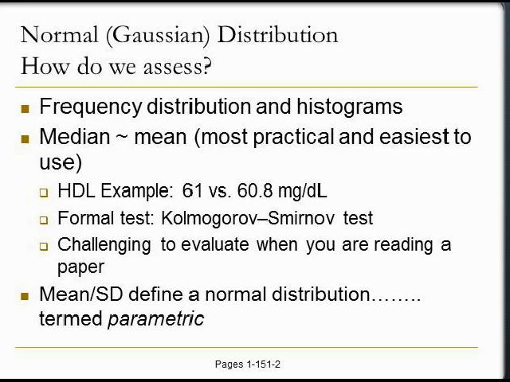Remember, based on the empirical rule again, that the mean and the standard deviation define a normal distribution. Okay? So the mean and the standard deviation are parameters, just like in a pharmacokinetic study. Clearance and volume are parameters that describe the pharmacokinetics of that drug. In this case, the mean and the standard deviation are parameters that describe that distribution. And that's why we call it parametric.